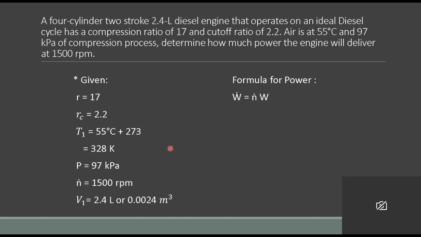As you can see here, I already put the given. The temperature at state 1 is 55 degrees Celsius plus 273, which becomes 328 Kelvin. And the formula for power is equal to the number of revolutions times the work.